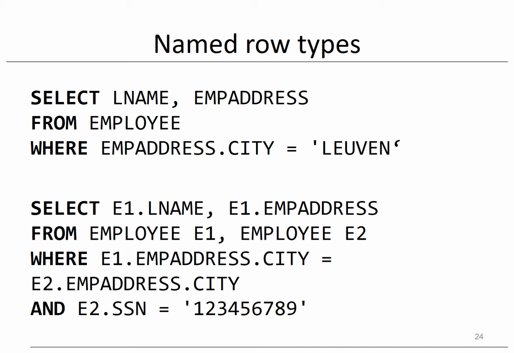Another example is as follows. Select e1.lname, e1.emp_address from employee e1, employee e2 where e1.emp_address.city equals e2.emp_address.city and e2.social security number equals 123456789. This query returns the last name and full address of all employees who live in the same city as the employee with social security number equal to 123456789.